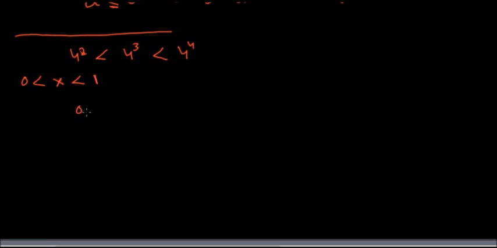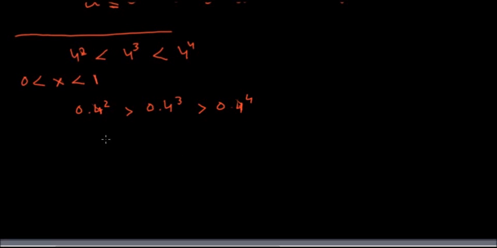So let's say you have 0.4. So I have 0.4 squared, 0.4 cubed, my pen is not working properly, 0.4 to the 4. So in this case, 0.4 squared is greater than 0.4 cubed, which is greater than 0.4 raised to 4. So as the power increases on a number which is between 0 and 1, the number gets smaller and smaller.